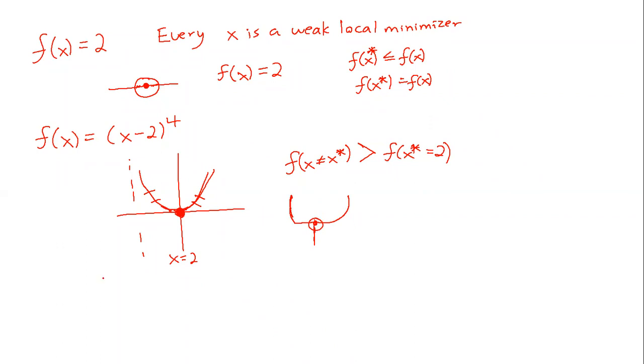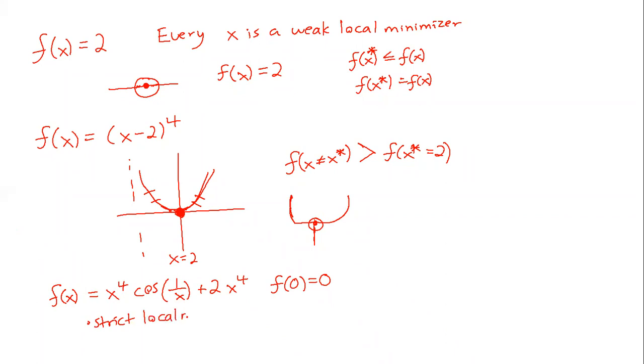Thank you. And then the weird one is the strict one, though. There's this function, f of x is equal to x to the fourth cosine of 1 over x plus 2x to the fourth, with f of 0 equal to 0. According to the book, it is twice continuously differentiable. It has a strict local minimizer at x star equal to 0.